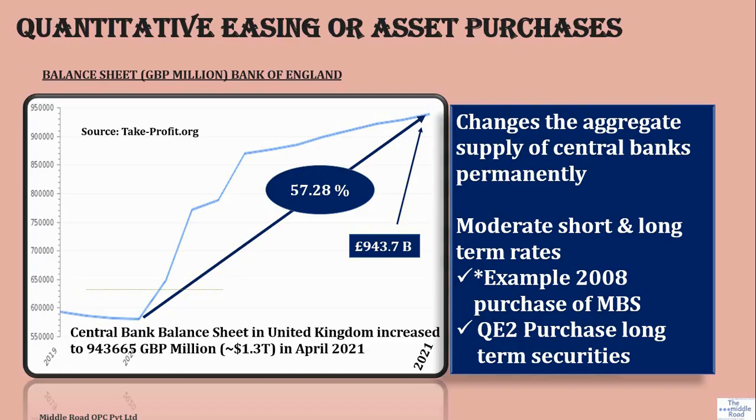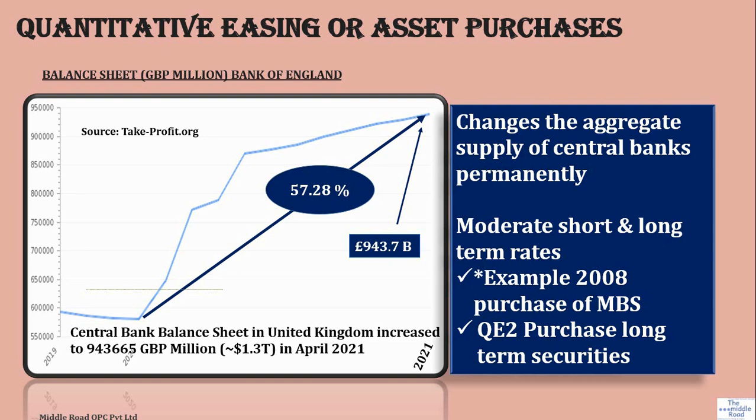Now we look at an example. If you've seen the Bank of England balance sheet, you can see how much it has increased over the last few months or a year. The central bank's balance sheet has gone up to about $1.3 trillion. If you look at pounds, it's about 943.7 billion pounds. So there's a 57.28% increase during the time I've shown.